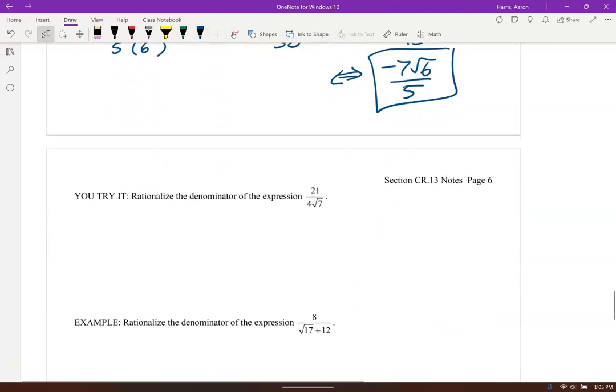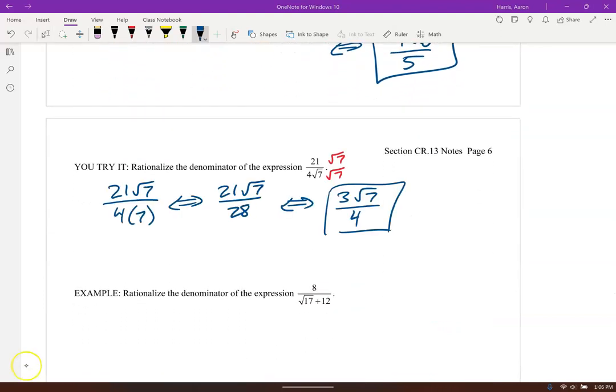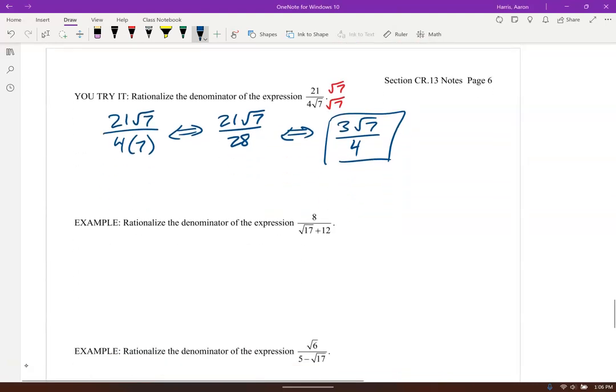Good time to pause it here and try this next problem. Go ahead and check yourself on that one there, you guys. You should multiply bottom and then consequently the top by square root of 7 to rationalize that.